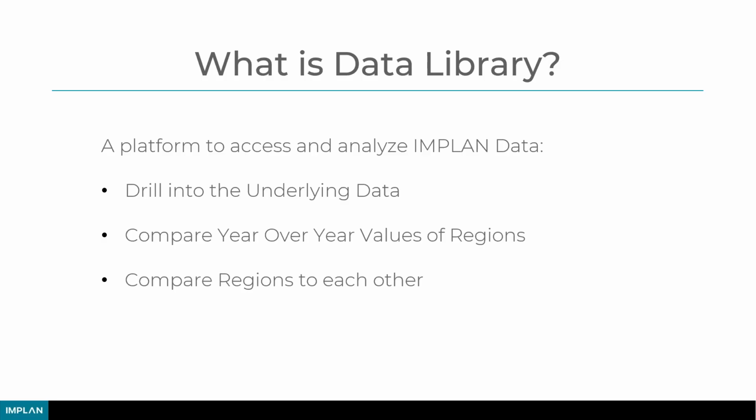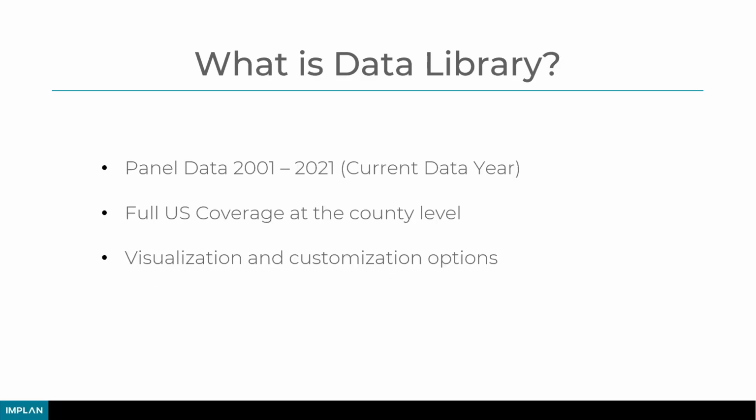What this is intended to be is kind of stepping back from the input-output structure of IMPLAN Cloud and really focusing on a lot of those underlying data items to allow for regional data exploration. It includes panels of data from 2001 through 2021, which is the current data year. This is updated annually, just like our regular data products for IMPLAN Cloud.